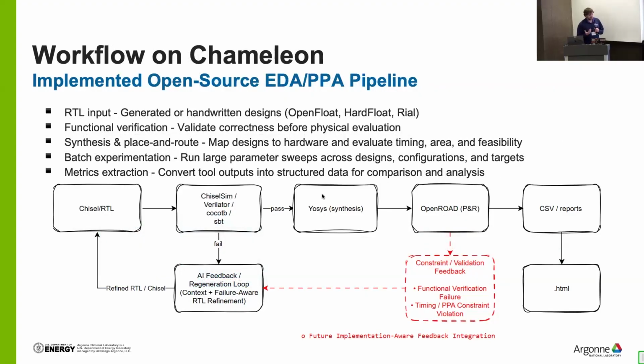At a high level, the workflow looks very simple. You generate RTL, you verify, you synthesize it, run place and route, and extract the metrics. But the real point is not that we run OpenROAD once. The contribution is building a repeatable evaluation loop. We take designs, push them through the same flow, and convert the outputs into structured metrics that can be compared consistently. In practice, you want to make the loops robust and reliable.